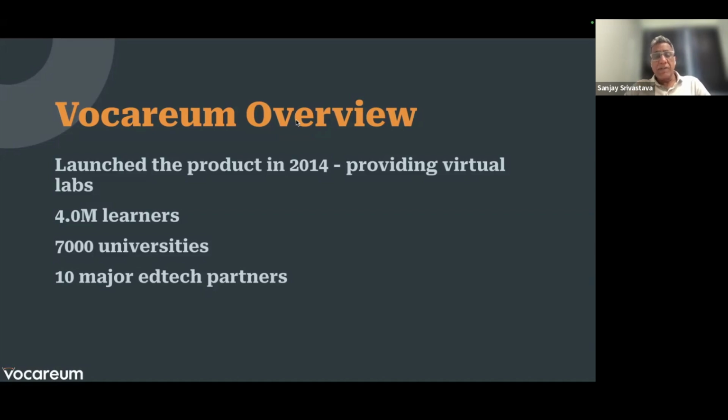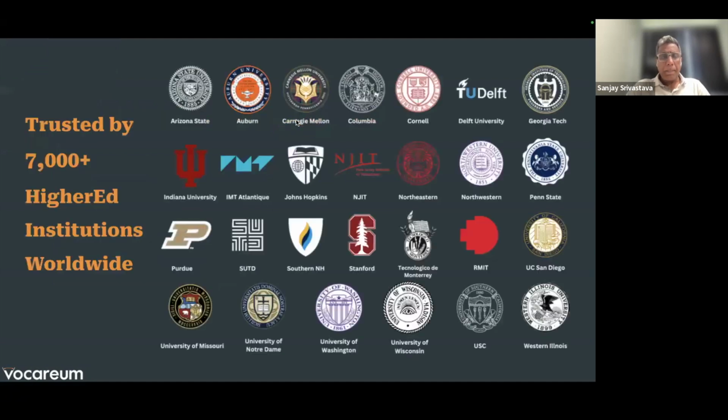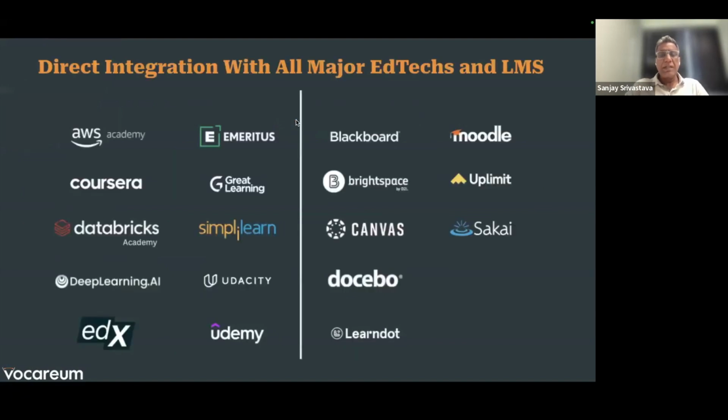project. Our first set of products were in computer science, but since then we have grown to about 4 million learners worldwide. We are in about 7,000 universities, and we are very proud to be a partner with almost 10 EdTech platforms. Once again, as I was mentioning, we are in about 7,000 higher ed institutions. I'm not going to go over this list.